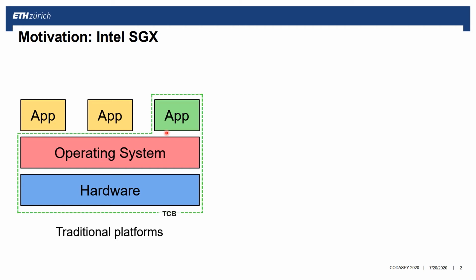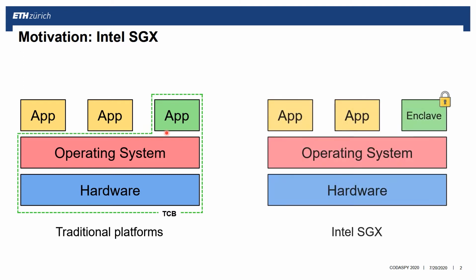Now in order to make sure that your apps are running properly, you also have to trust the operating system and hardware. So potentially your TCB has the app, operating system and hardware, which is potentially millions of lines of code and a huge attack surface. Compared to traditional platforms, Intel SGX changes the trust model.